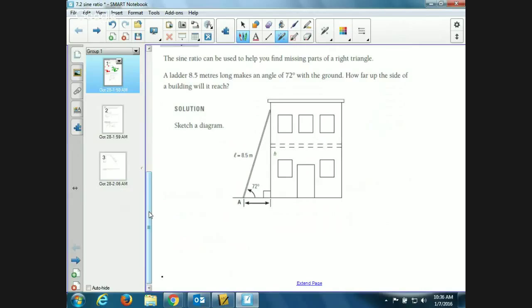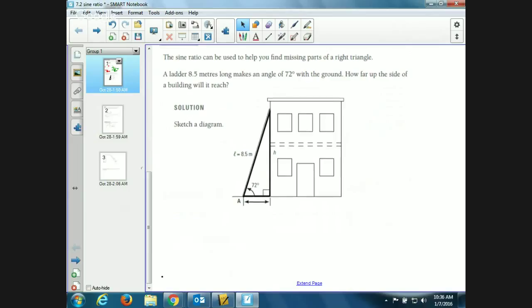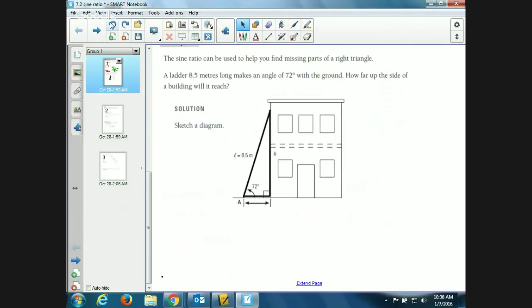The important part of this diagram is this triangle right here. The rest of the diagram is good, but it's not as important as that triangle. That's really what you wanted.